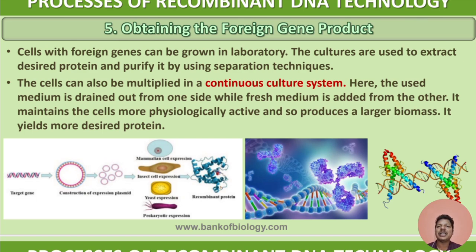The cells can also be multiplied in a continuous culture medium. Here the used medium is drained out from one side while the fresh medium is added from the other. It maintains the cells more physiologically active and so produces larger biomass. It yields more desired proteins.